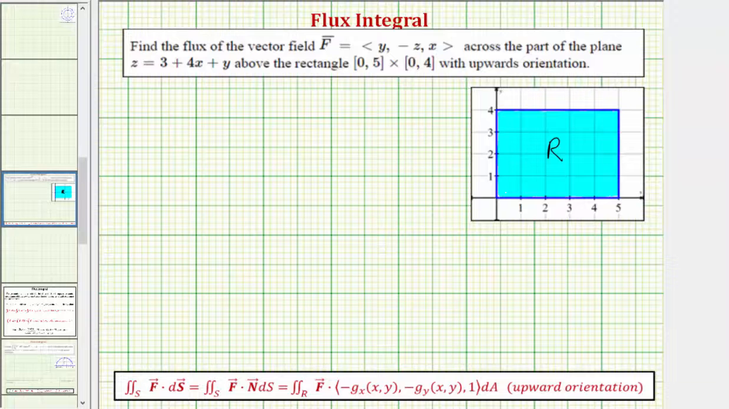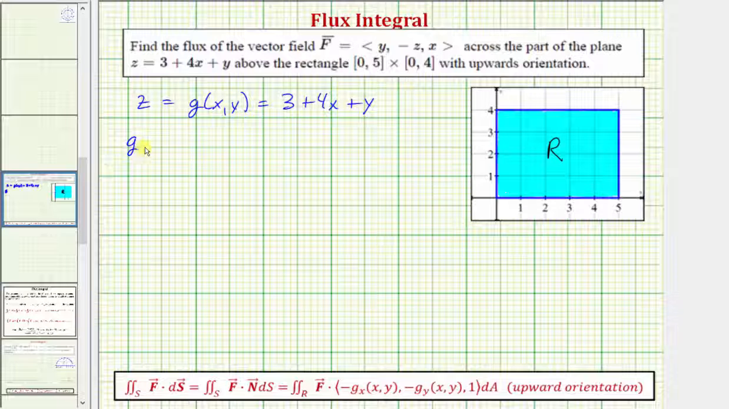So going back to our work, because the surface S is given by z equals 3 plus 4x plus y, we know z equals g of x comma y equals 3 plus 4x plus y. So for our next step, let's go ahead and find these partial derivatives. So the partial of g with respect to x is equal to the derivative of 3 plus 4x plus y with respect to x, which would be 4, and the partial derivative of g with respect to y would be the derivative of 3 plus 4x plus y with respect to y, which would be 1.